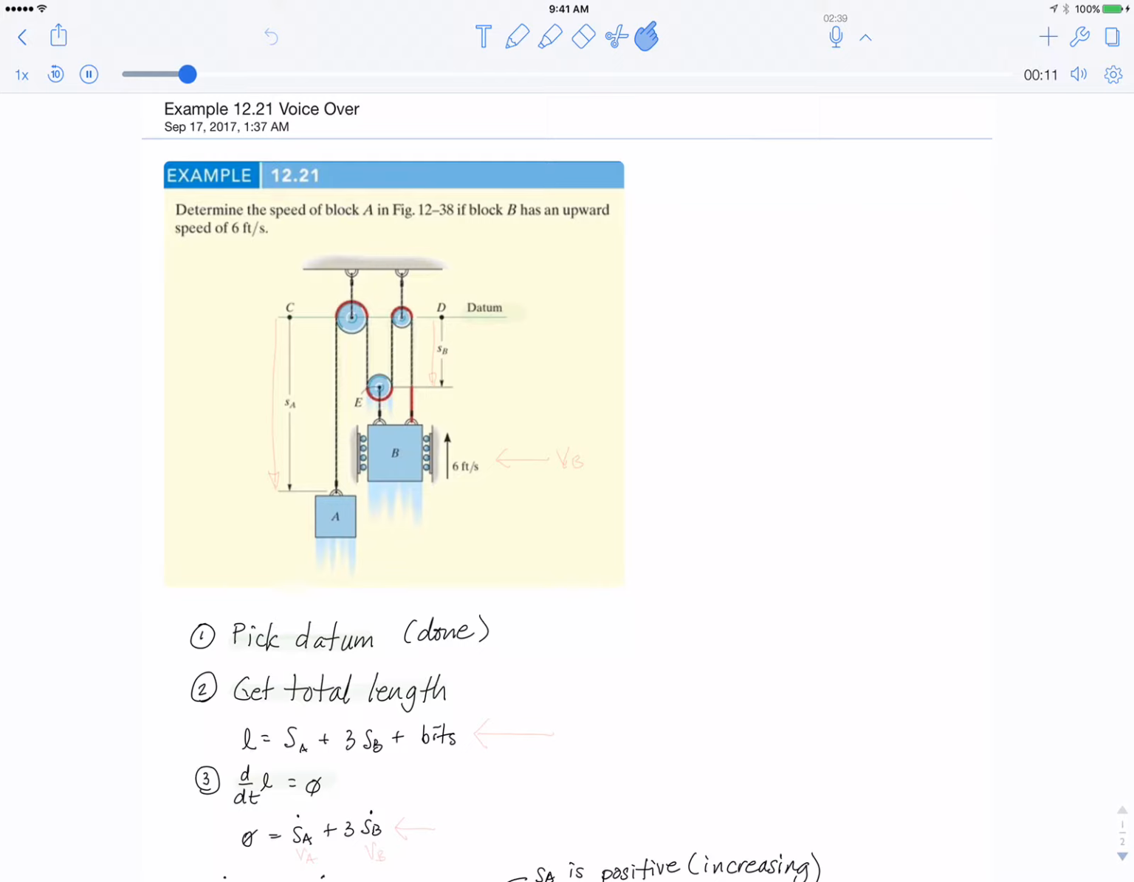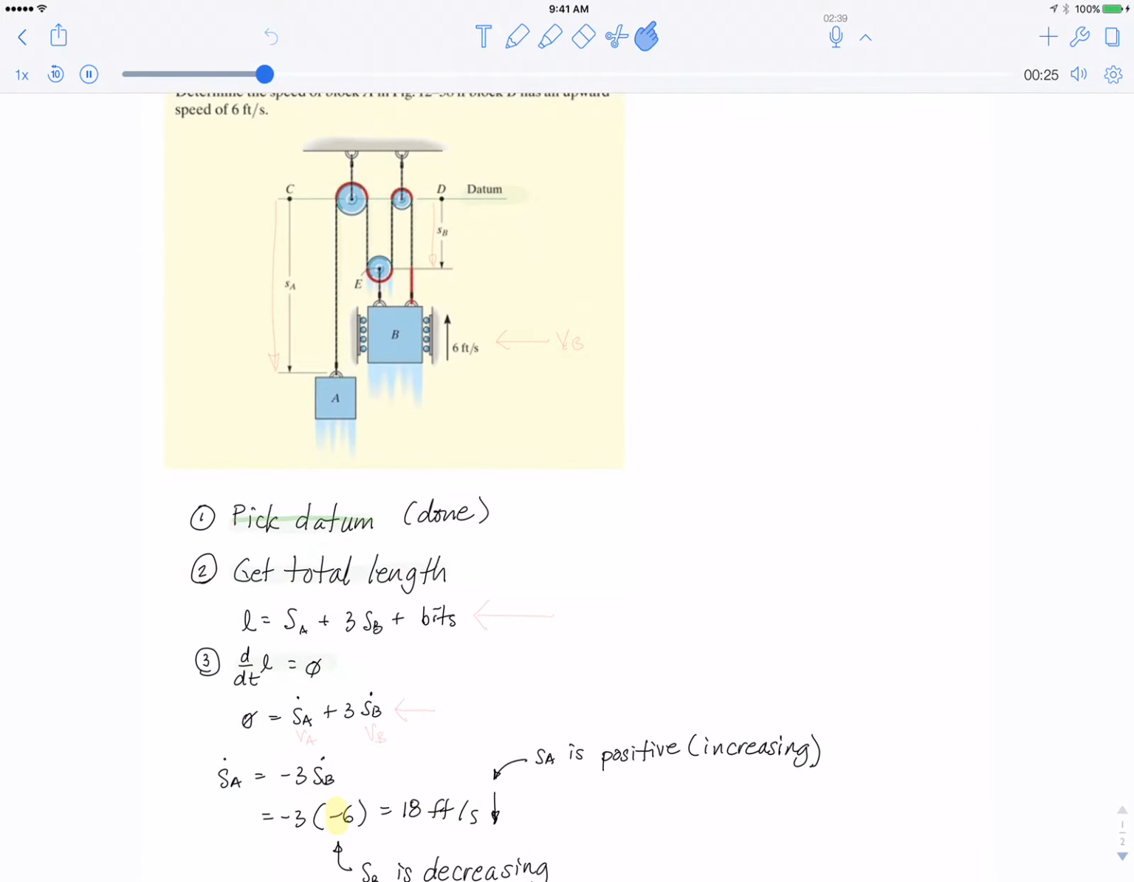Whenever you do these sorts of problems with pulleys and blocks and you're trying to get the velocity of one block relative to another, there's always three steps. First, pick the datum, which is usually done. Second, and this is the critical step, get the total length of the rope or ropes in terms of the variables that you're measuring from the datum you picked in step 1. And then finally, take the derivative of the length, which is 0, and that will give you a relationship of the velocities. So let's go through that with this problem.